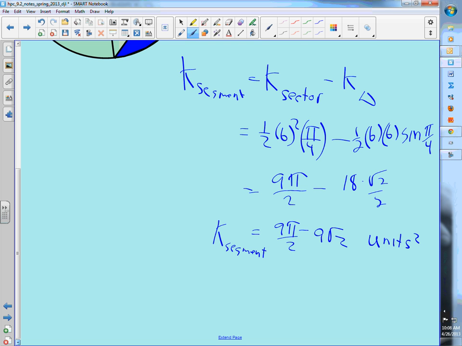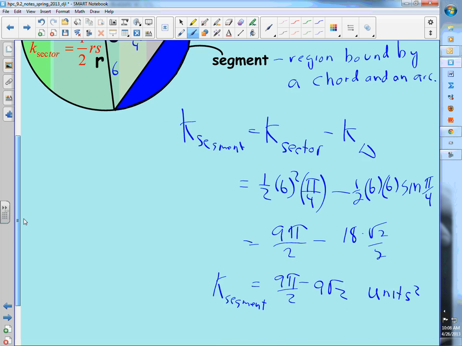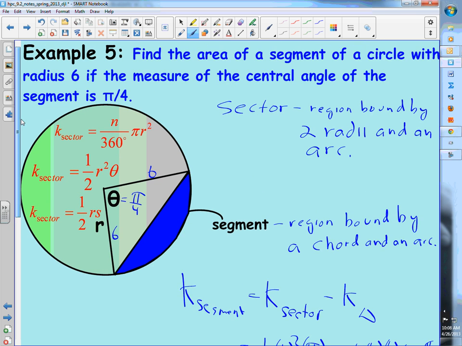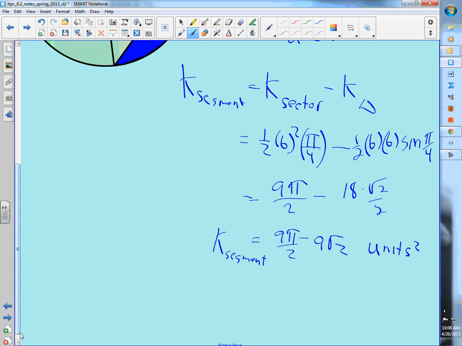If they wanted 3 decimal places, then you pull out your calculator and take 9 pi divided by 2 minus 9 root 2. Good to go. It doesn't ask which one they want, so I'm just going to leave it exact value. The book's going to have a decimal, so then you can just switch it to a decimal.